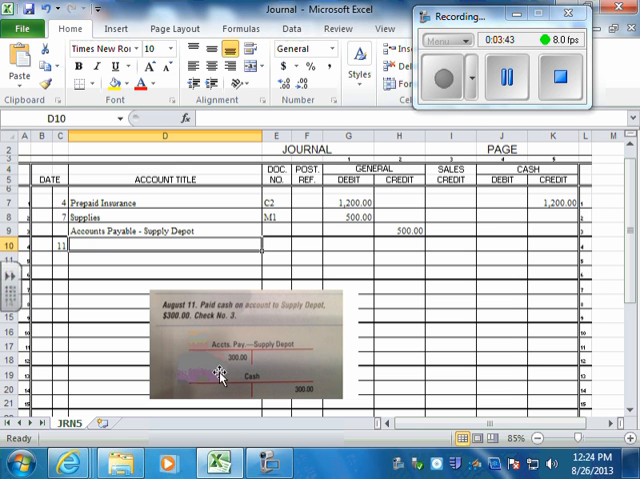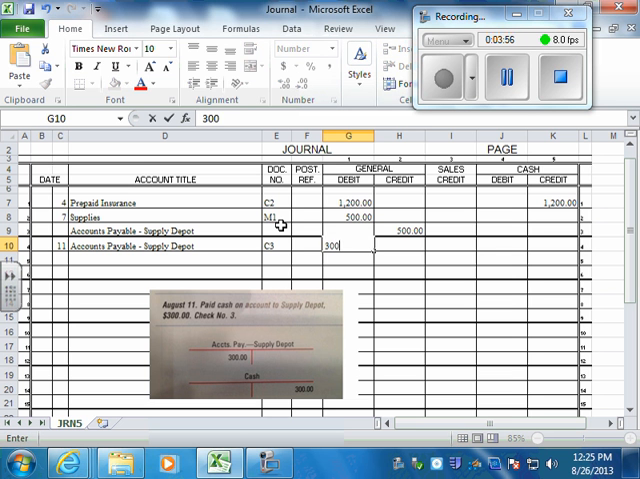So cash has its own special amount column, so what we're going to put in the account title column is accounts payable Supply Depot, and the document number is C3. C stands for check, so check number 3. So Supply Depot debit is going to be 300. Cash credit is going to be 300.